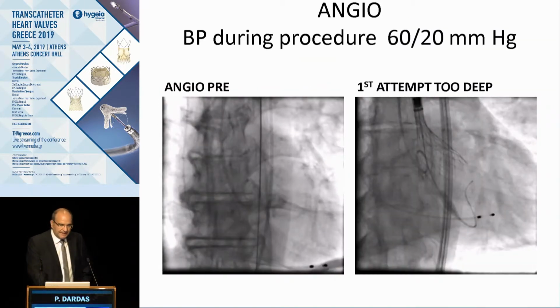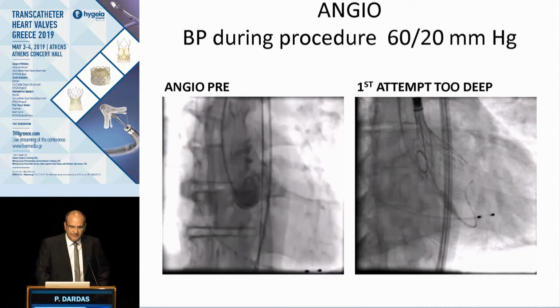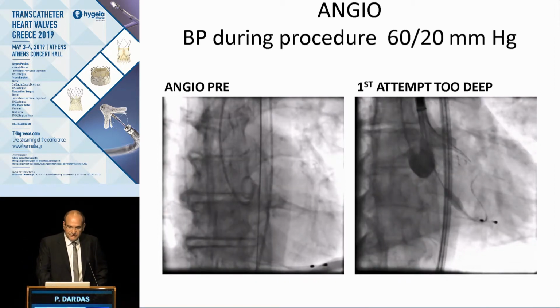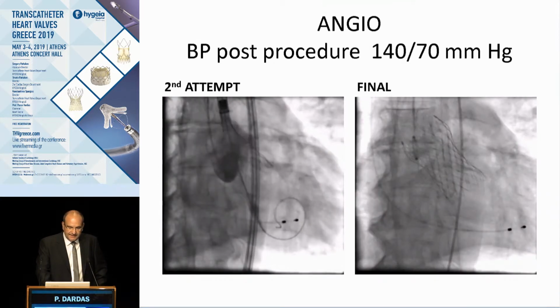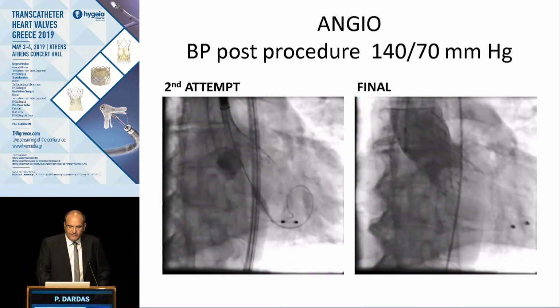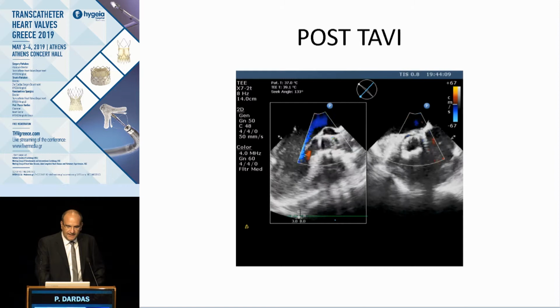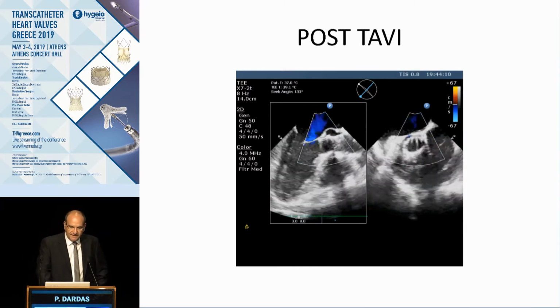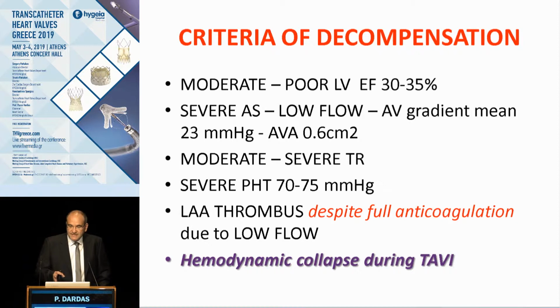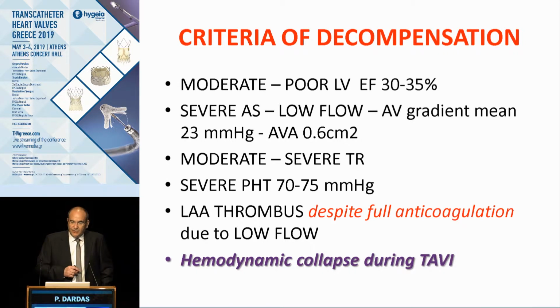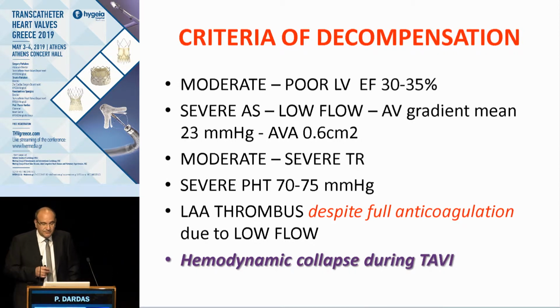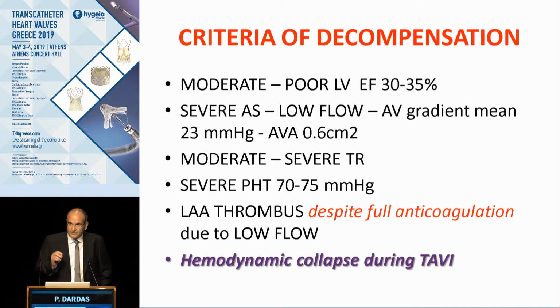And this proved to be the case because as soon as we crossed with the valve, the pressure dropped down to 60, and we had to support him inotropically and be very quick and have a good final result in the end. And this is the appearance post-TAVI, a very good result. So the criteria for decompensation in this patient was not only the poor LV and the low flow, also the pulmonary hypertension, but the LA thrombus despite full anticoagulation. This was a criterion of low flow, and this guided to hemodynamic collapse during TAVI.